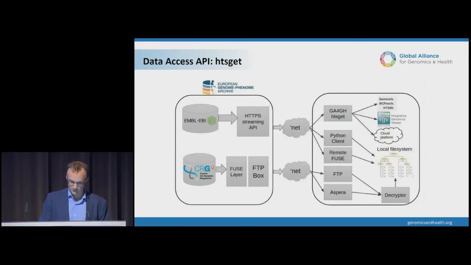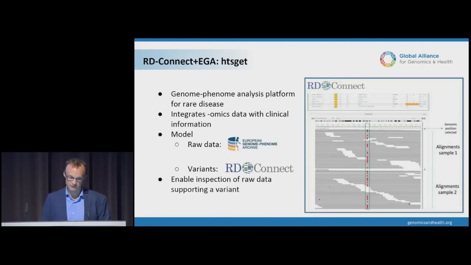Okay, so in a recent collaboration with a European rare disease platform called RD-Connect, a genome-phenome analysis platform that consolidates rare disease data from all over Europe, integrating omics data with various clinical information, all of the raw data, the really large files, typically genome sequencing data, is archived at the EGA. The variant data is stored on the RD-Connect platform. But one of the use cases is that when researchers find a particular rare variant, they want to inspect the raw data that supports that variant.